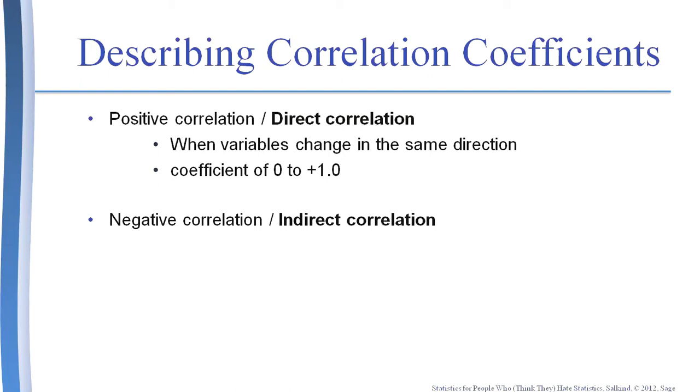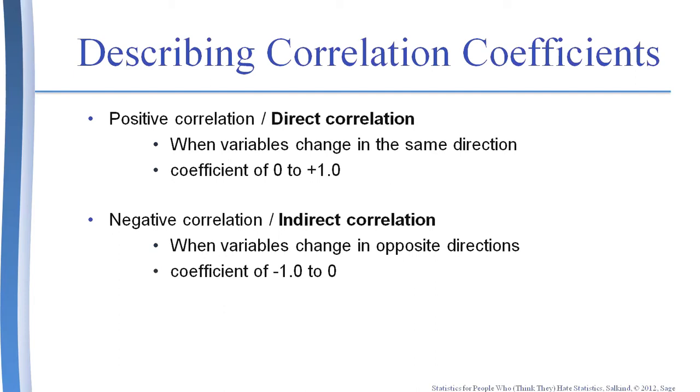Whereas the other alternative is a negative correlation, or what we call an indirect correlation. This is when variables change in the opposite direction. So if my variable A increases, my variable B decreases, or vice versa. Variable A decreases while variable B increases. They're going in the opposite direction. And that's depicted by a negative coefficient. So when I use that CORREL function or my correlation matrix, I'm looking for a number that's below 0. It'll be negative, right? So negative correlation, negative coefficient means it's indirect.